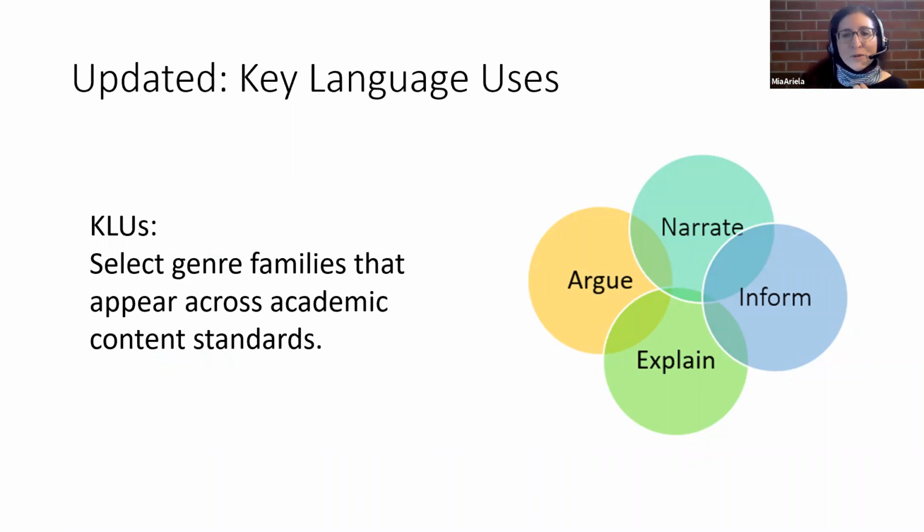You'll notice that the key language uses is something that was part of the other editions. But the key language uses are really select genre families that appear across all content areas. So narrate, inform, explain, argue. The key language uses summarize prominent language that we see across all disciplines, which helps us as educators organize and coordinate instruction. So it's reflective of that WIDA analysis of academic content standards and where there is so much language that students use in school. So we know that the key uses recur across all disciplines and across all of K-12 schooling.